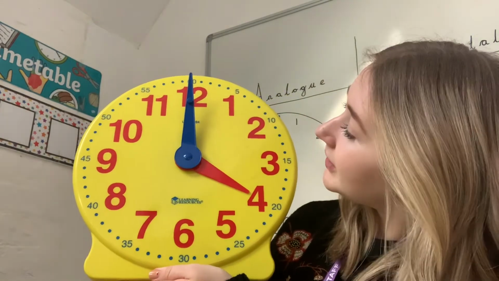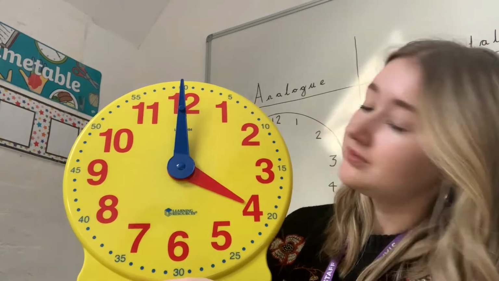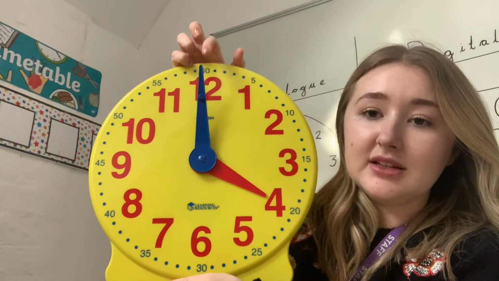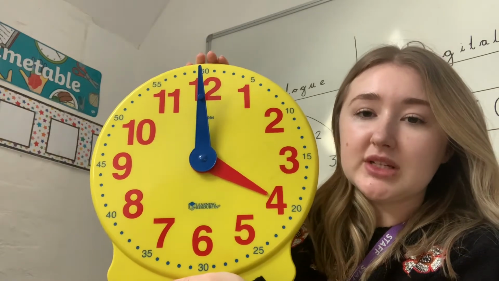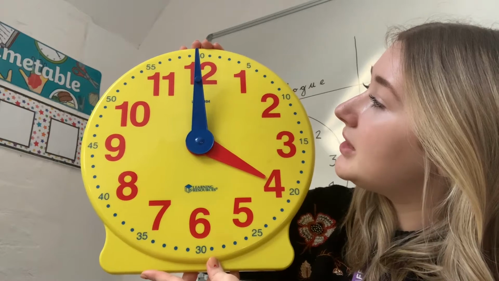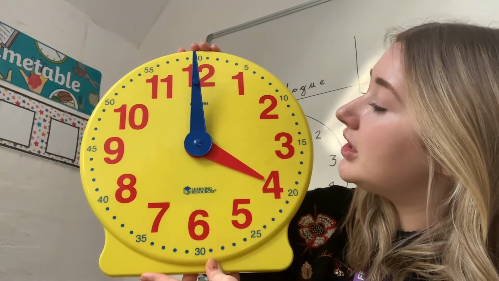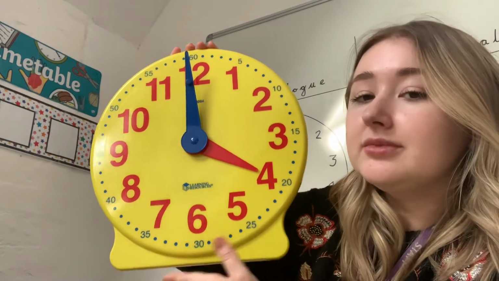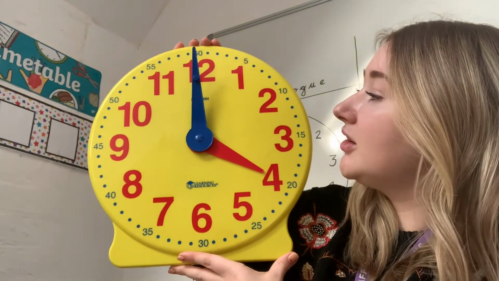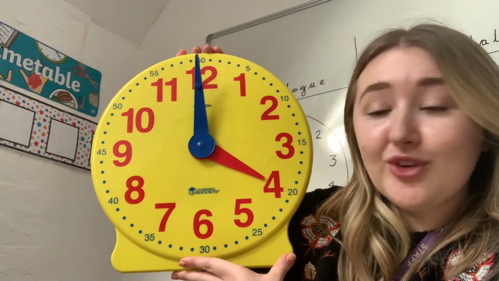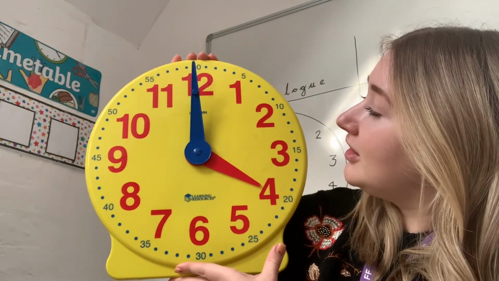I want you to tell me what the time is on my clock. What time is on my clock? Where is my minute hand facing? It's facing 12, so what does that mean? If my minute hand is facing 12 and my hour hand is facing 4, what's the time on my clock? Well done, it's 4 o'clock.